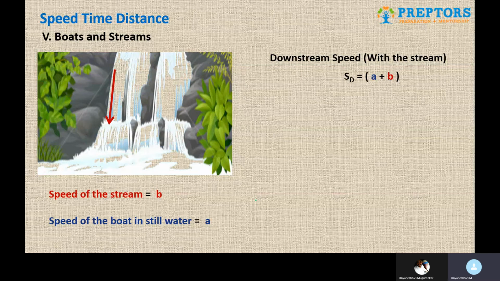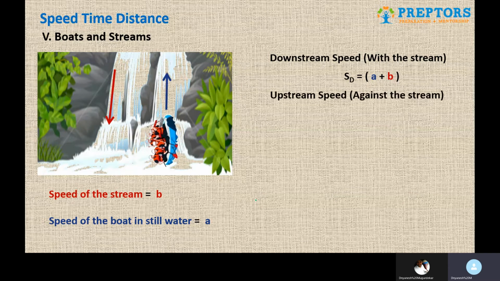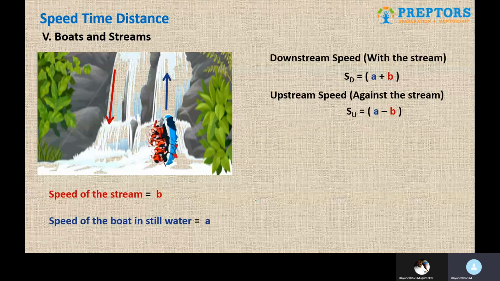Whereas the second scenario, which is upstream, obviously it is against the flow. Against the flow, it will be very, very difficult to row forward. You'll have to work very, very harder, and obviously water will not help you. It will try to resist you as much as possible. So that means upstream speed becomes a minus b. Your effective speed reduces. So these are the two scenarios: upstream speed and downstream speed, with the flow, against the flow.